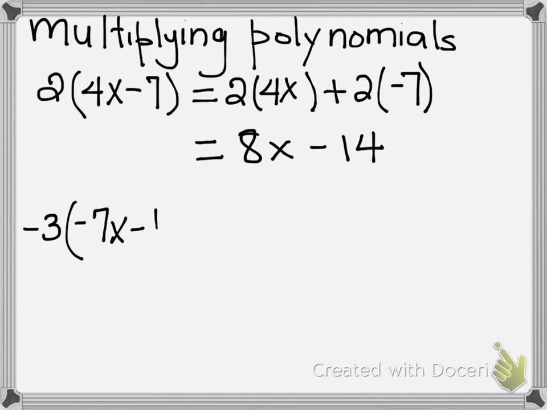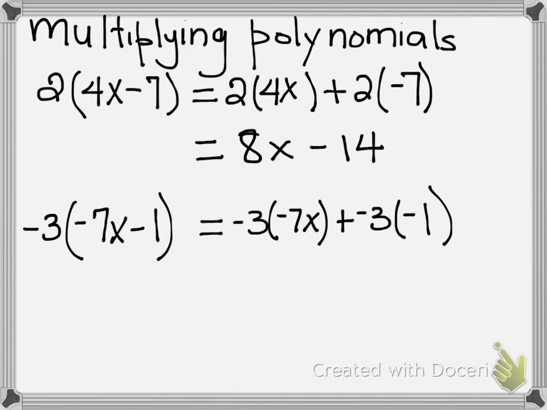Let us look at another one where we have negative 3 times the binomial negative 7x minus 1. So we follow the same procedure. Then negative 3 multiply negative 7x plus, ladies and gentlemen, negative 3 times the negative 1. And at this point, we get 21x. It is positive because in the multiplication of signs, 2 negatives make a positive, and plus 3, negative 3 times negative 1 gives you positive 3.